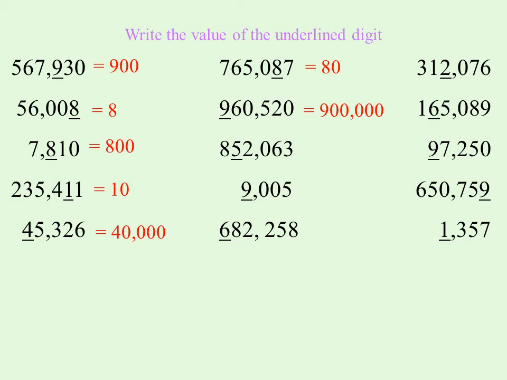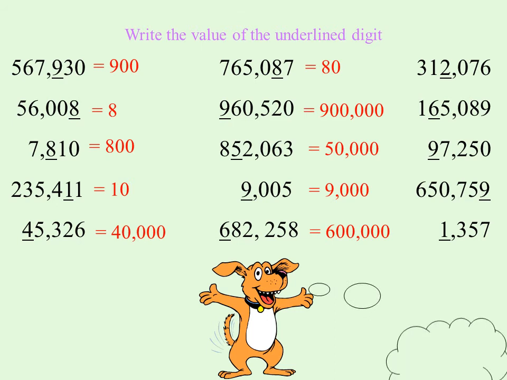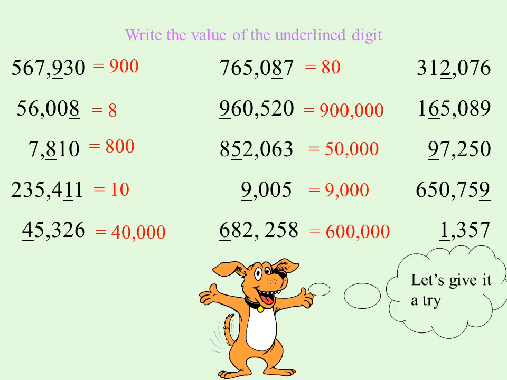852,063. 5 is in the 10,000 place. So the value of 5 will be 50,000. 9,005. 9 here is in the thousands place. So the value will be 9,000. 682,258. What is the value of 6 here? 6 here is in the 100,000 place. So the value will be 600,000. Now it's your turn to solve the rest of the examples.